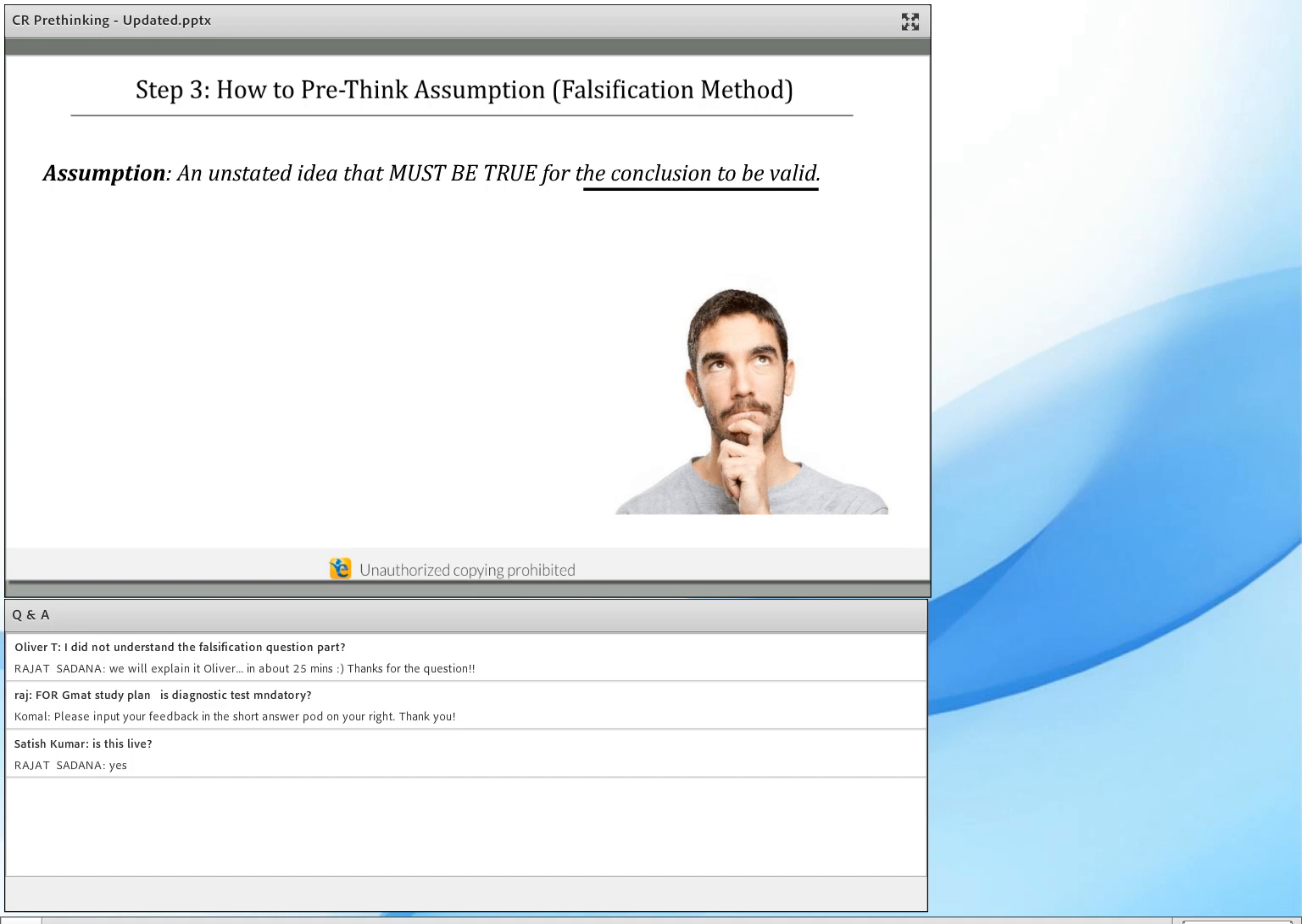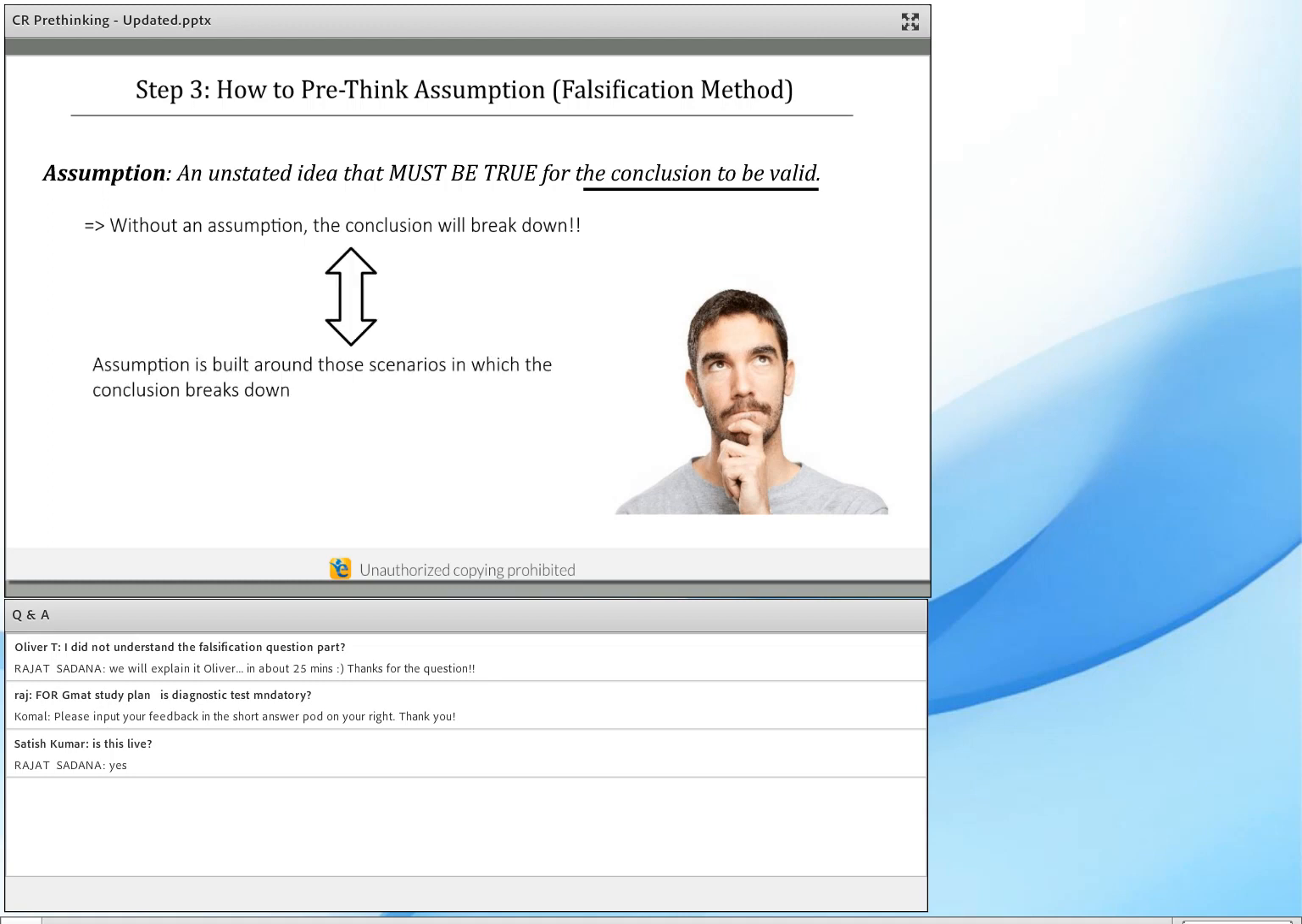If an assumption is an unstated idea that must be true, then without that assumption, your conclusion will break down. Why? Because otherwise it's not a must-be-true condition, which means that an assumption has to be built around those scenarios in which the conclusion breaks down. If you think about the house and the roof example that I gave, you would place an essential pillar where the roof starts to cave in. That's kind of the definition of an essential pillar. So to figure out an assumption, we need to figure out those scenarios in which the conclusion breaks down.